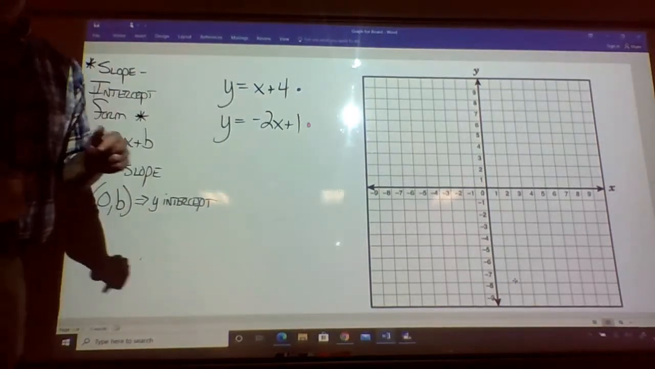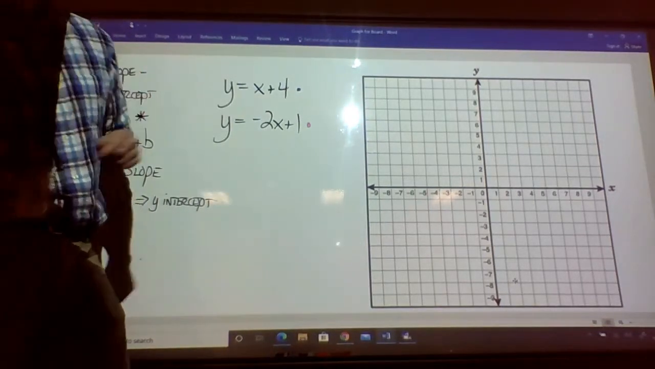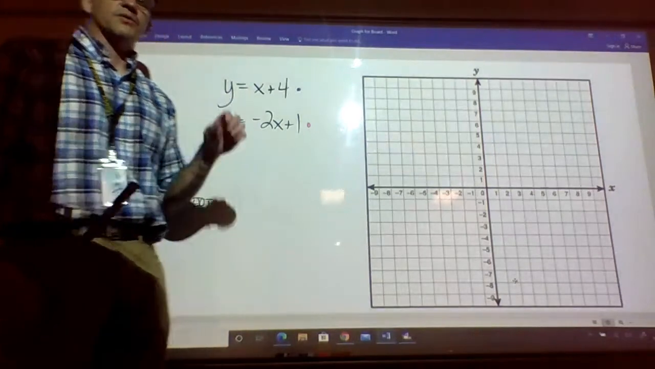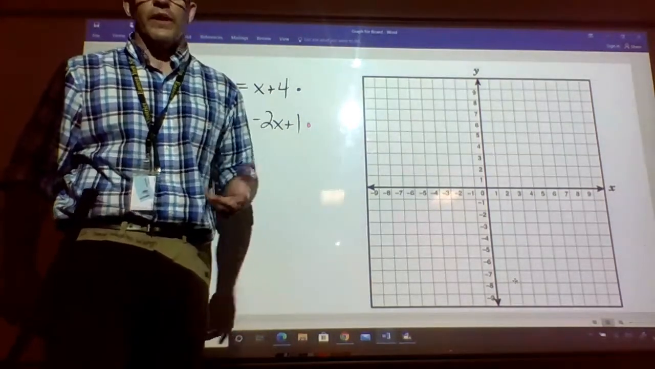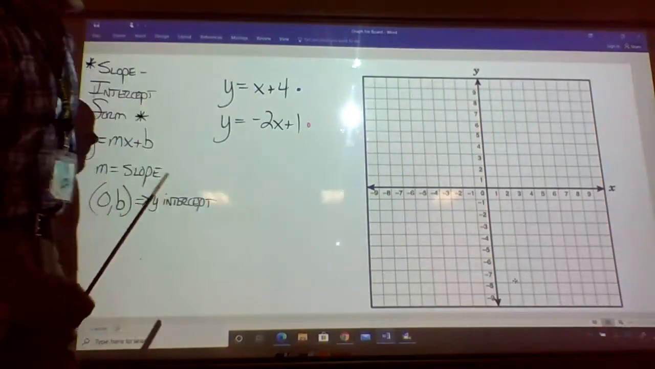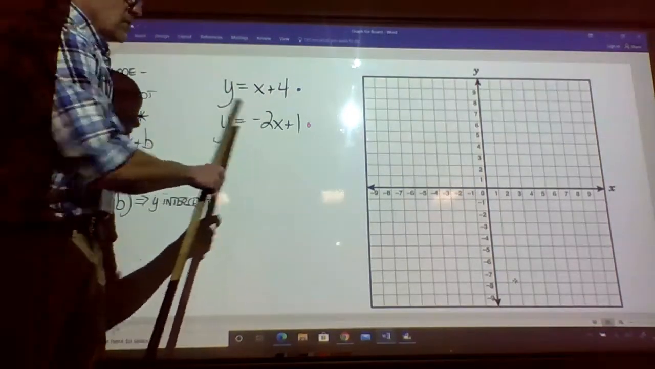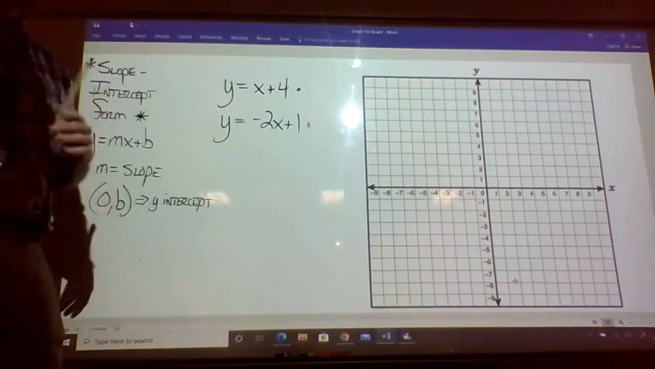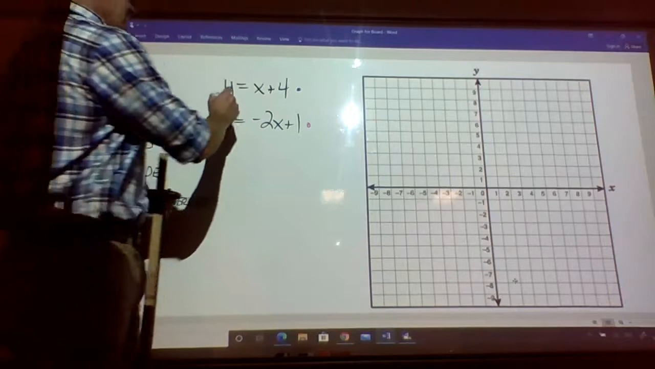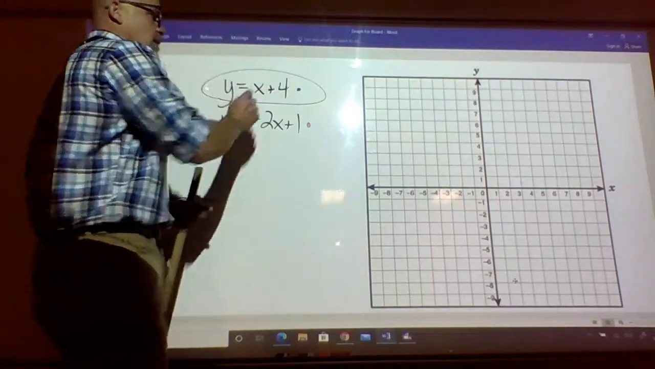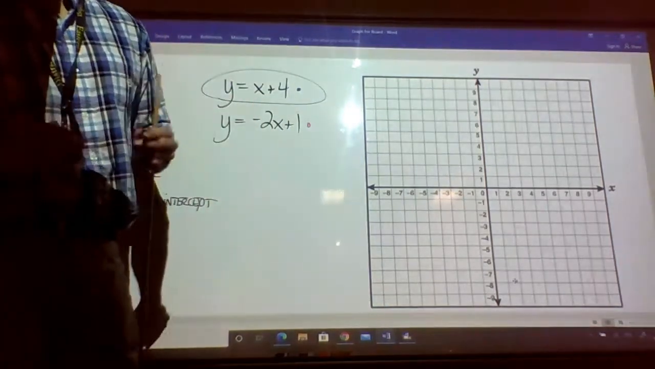Now, the first thing to understand is exactly what you're doing. We're dealing with a system of linear equations, which means we have two or more equations working together. So in this situation, we have these two equations and they're working together. First off, this linear equation right here has an infinite amount of solutions.